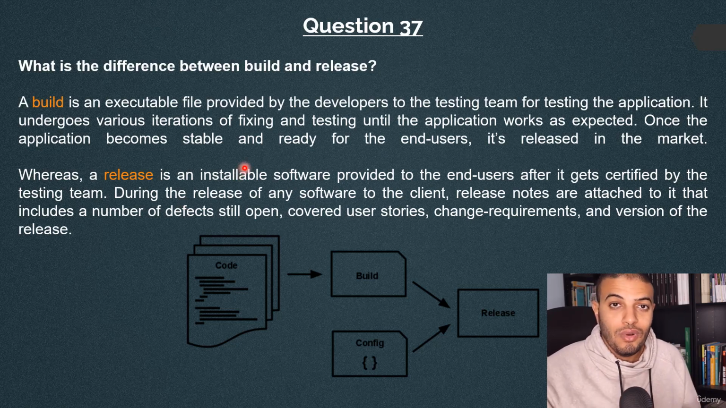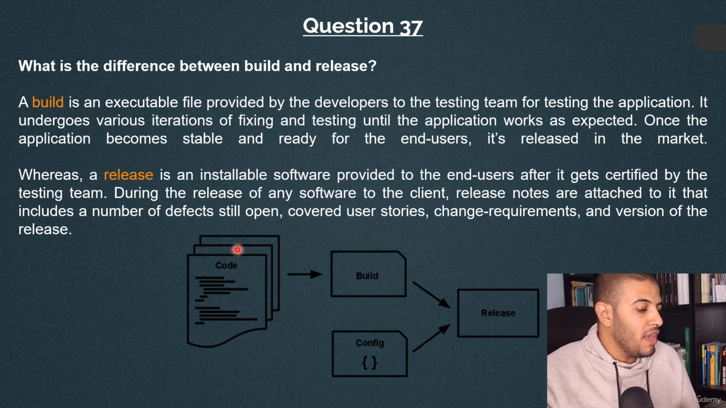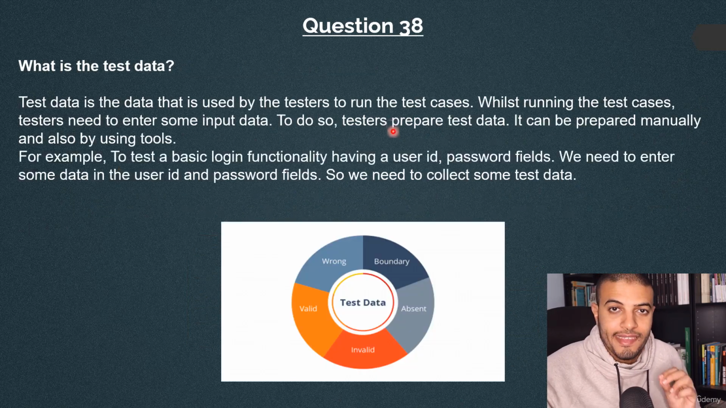The release can also include defects, but those defects are not critical. Okay, the application can still be used while they are present. So like we see here, we have a code. This code gave us a build, and after some configurations, we have the release, which is released to the end user.